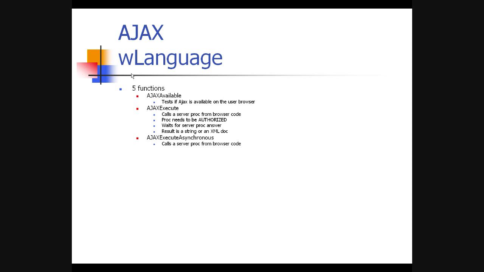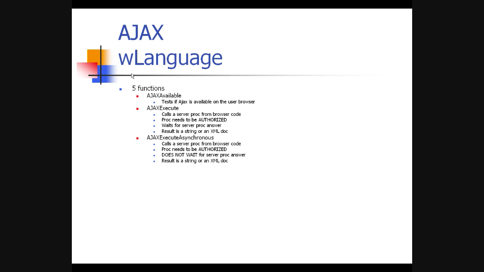So with Ajax Execute asynchronous, this method is going to call a server procedure from the browser code again. Again, the procedure needs to be authorized for the exact same reason. And the main difference is that it will not wait for the answer. It will just continue the code of the browser without waiting for anything. It's like the difference between an info and a trace. This one is just going to continue one after the other.